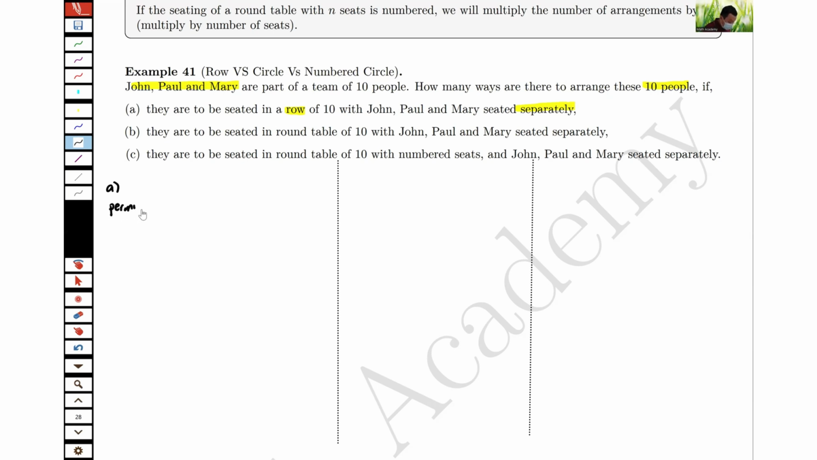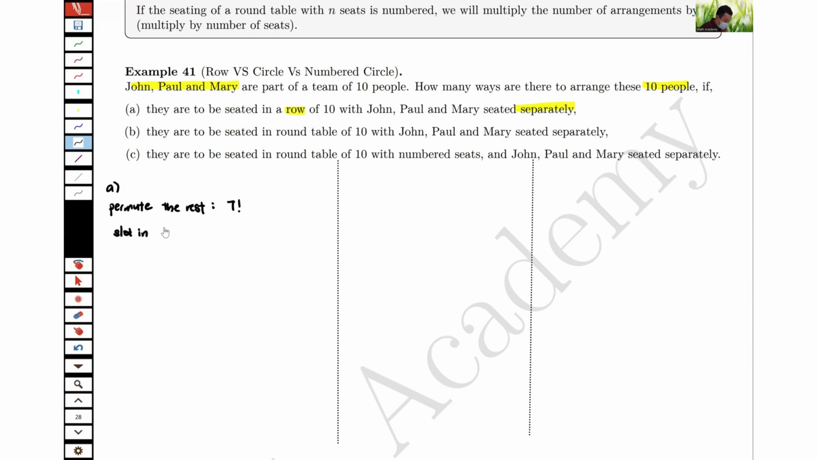When you want to separate people, first step is not to permute them, but is to permute the other set. So permute the rest of the people first. You want to exclude John, Paul, and Mary. I put them onto a row, so that gives me 7 factorial.